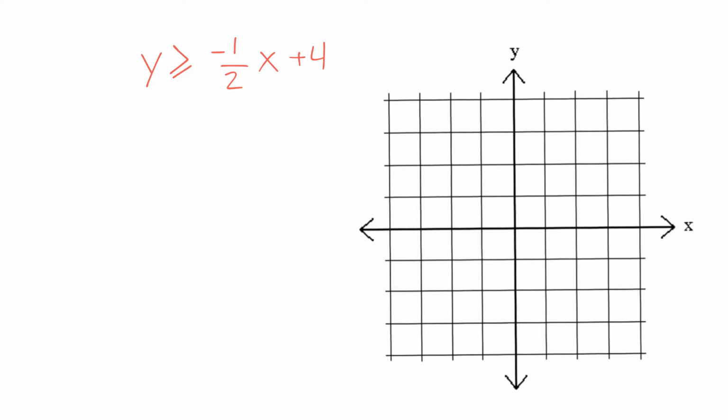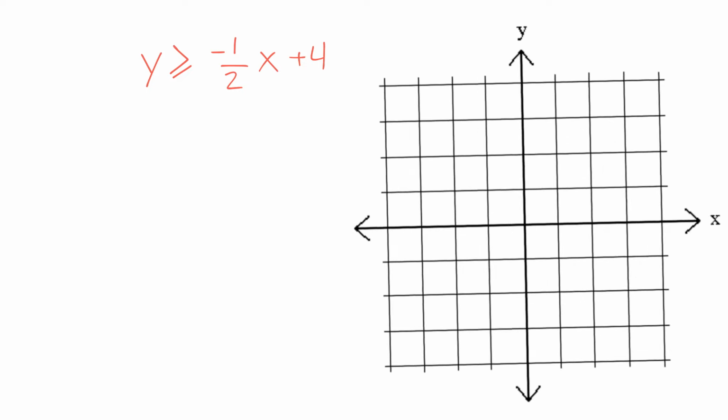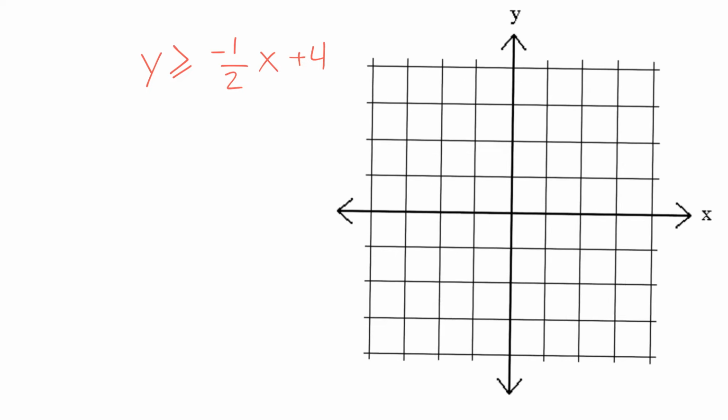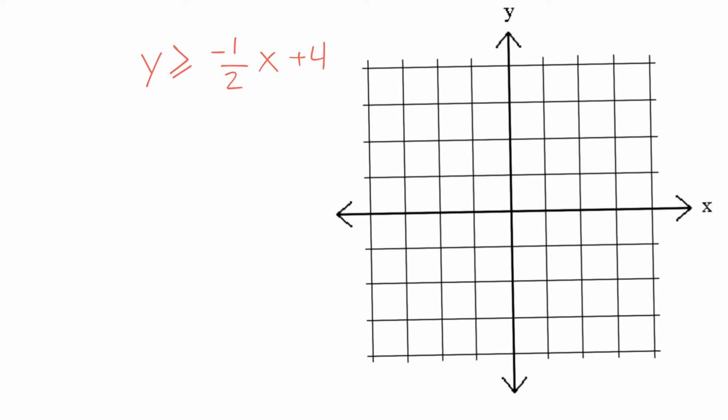Okay, let's try this one. Let's say y is greater than or equal to -1/2 x plus 4. So same process again. This is in slope-intercept form. If it's not in slope-intercept form, you need to rearrange it and put it in slope-intercept form. You can watch the other lesson video on how to do that. But this one already is. We saved ourselves that step.